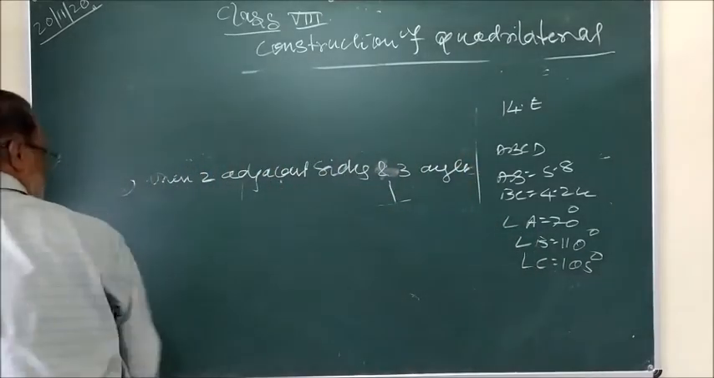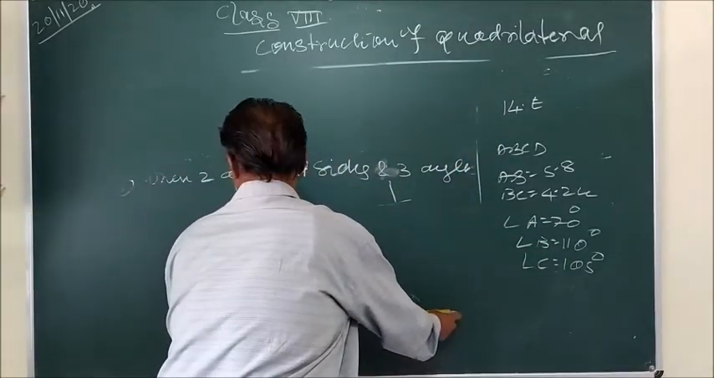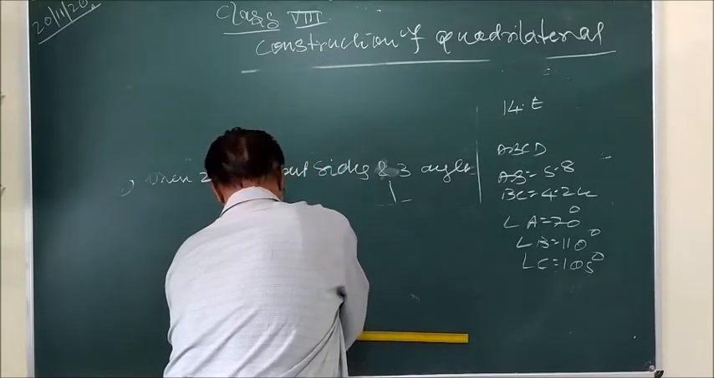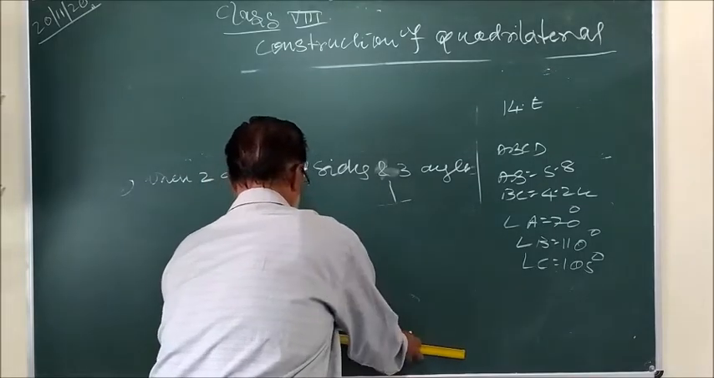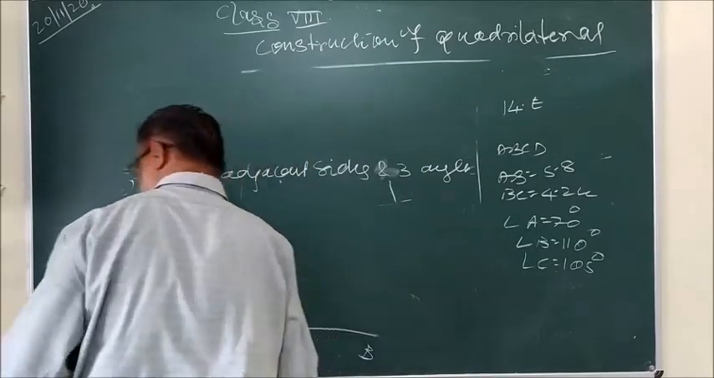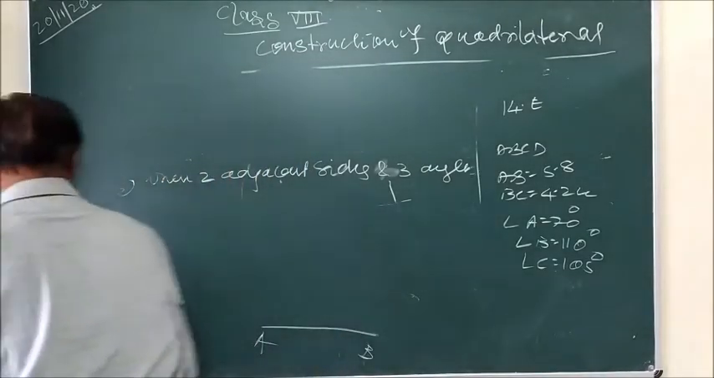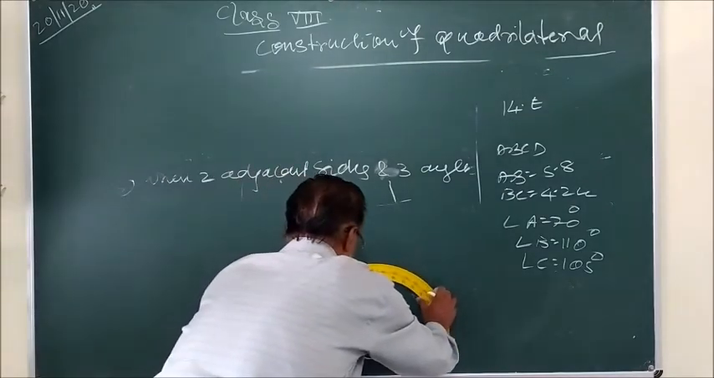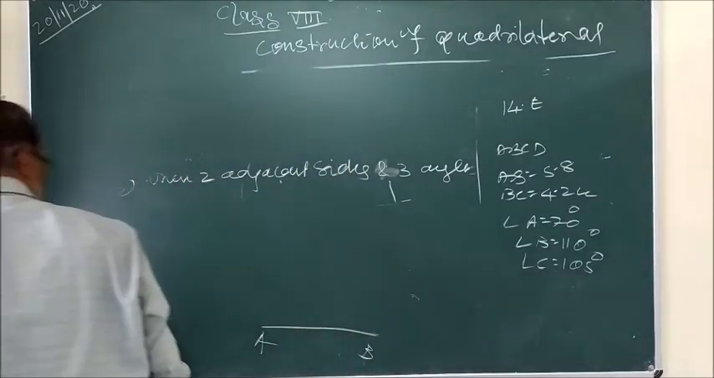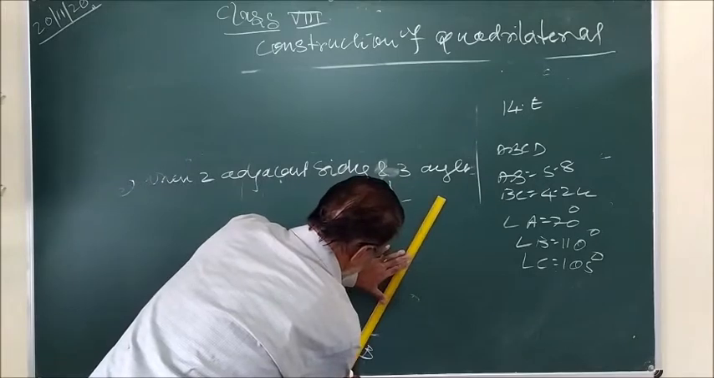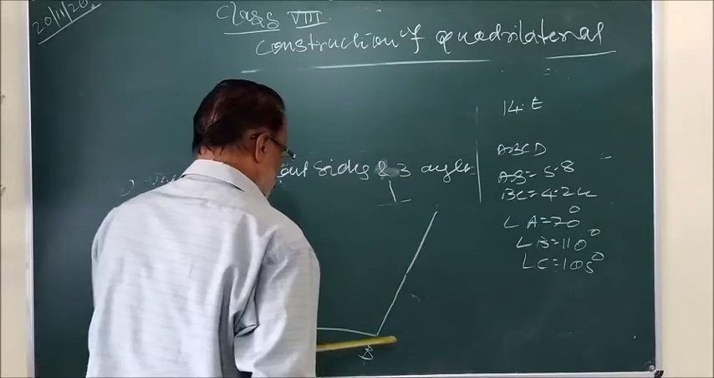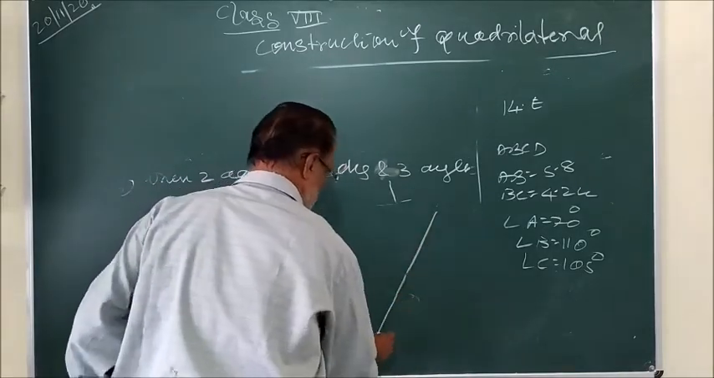So we take any side. Suppose two adjacent sides; you understand what adjacent means: the sides which have one common vertex. This is AB, suppose AB, and this angle B is 110. Using a protractor you form angle 110, suppose, yeah. So in large, so you are getting angle B 110 degrees. AB and this BC is given.